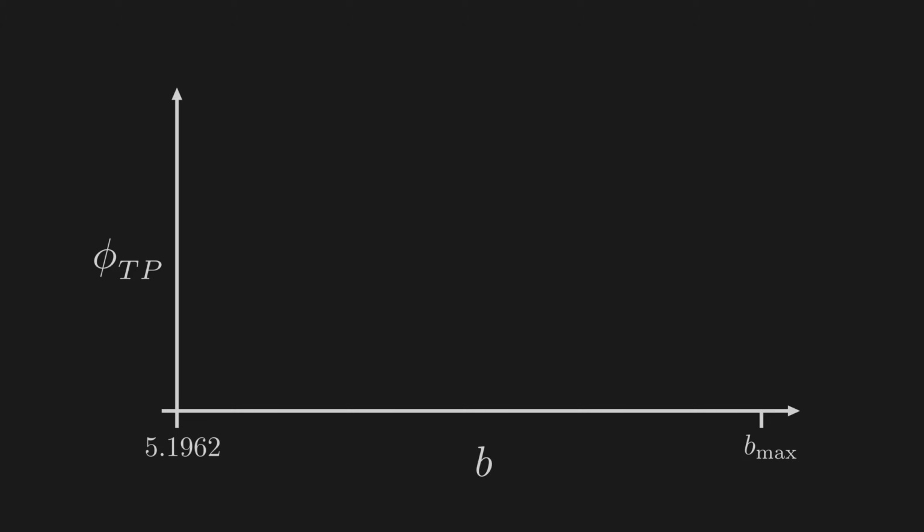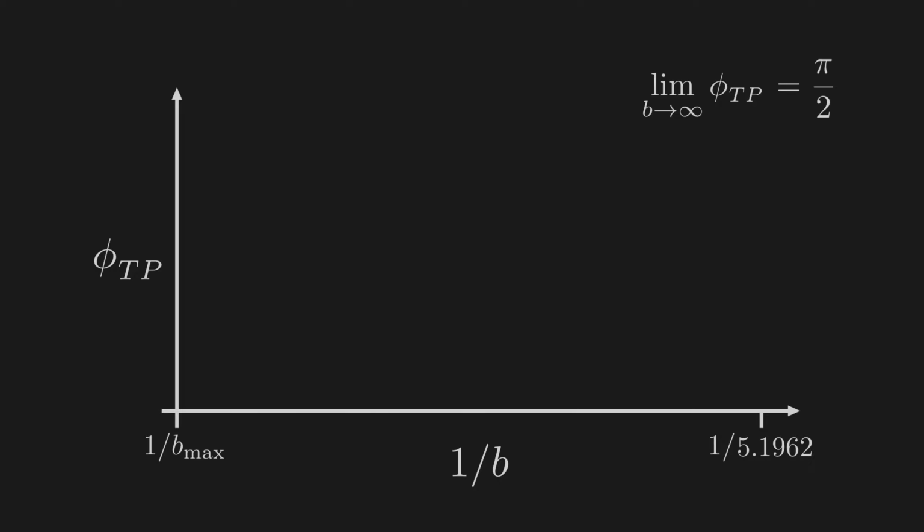We don't really have an upper limit on b. At very large b, light rays just go in straight lines, so phi tp converges to pi over 2. Since phi tp slowly converges to a value, we can just take our x-axis in 1 over b and have a range between 0 and 1 over 5.1962. This way every possible value of b is covered. And we have most of our resolution spent on small values of b, which is where phi tp changes the most.